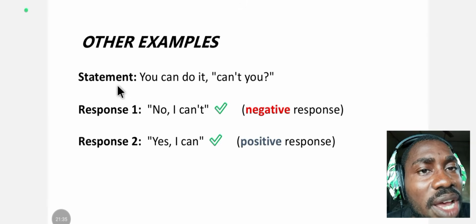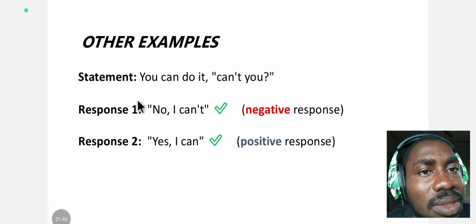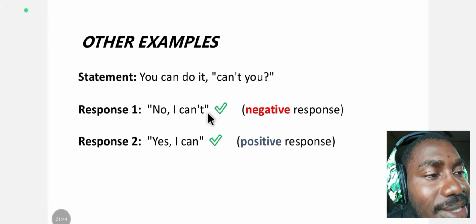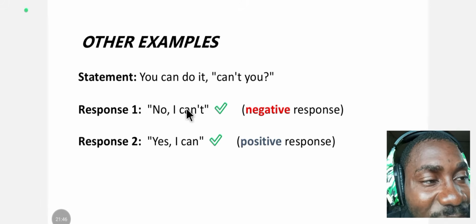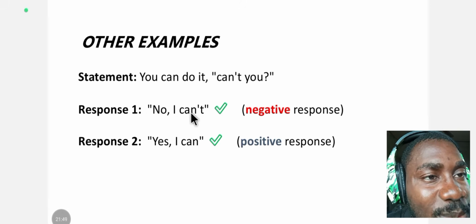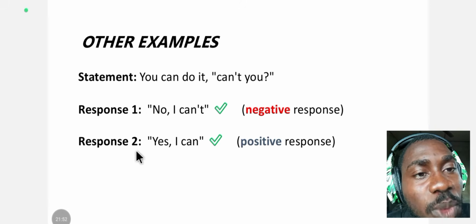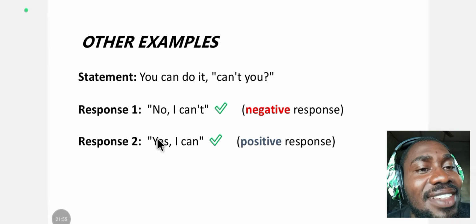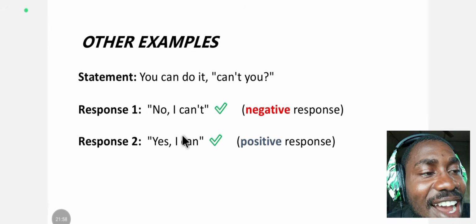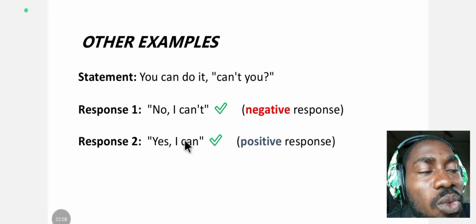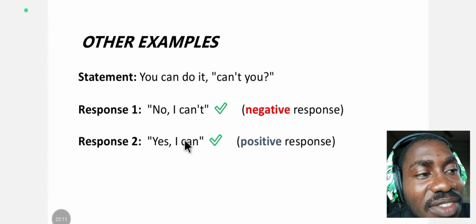Moving on, more examples. Statement: You can do it, can't you? First response: no, I can't. No is negative, you have to use what? Can't, a negative auxiliary verb too. Correct. Negative response. Response 2: yes, I can. Yes is a positive response, and you are supposed to use what? A positive auxiliary verb to match it. Correct. Positive response. With this, we have come to the end of disjunctive and tag questions.